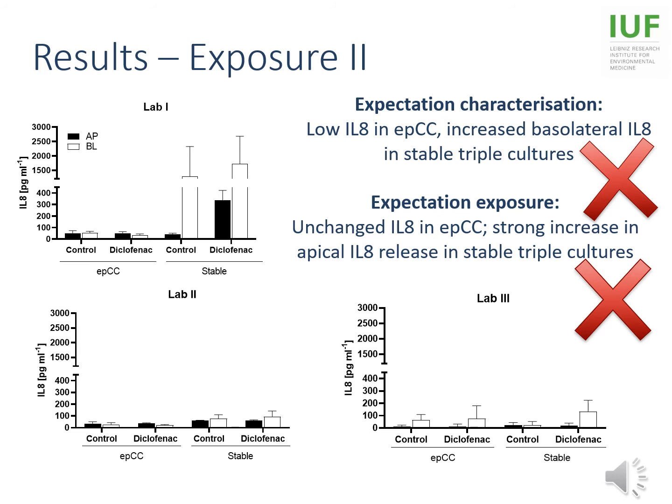For the stable triple cultures, the results of Lab 2 and 3 were entirely different, as can be seen in the graphs at the bottom. Neither did they observe an increased background interleukin-8 release, nor did they detect an increase in response to diclofenac. These strong differences in interleukin-8 response were very surprising, as the PMA differentiation apparently was working very well in all labs.